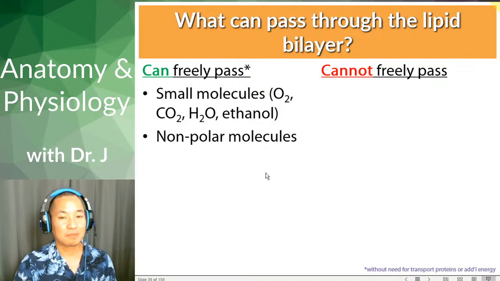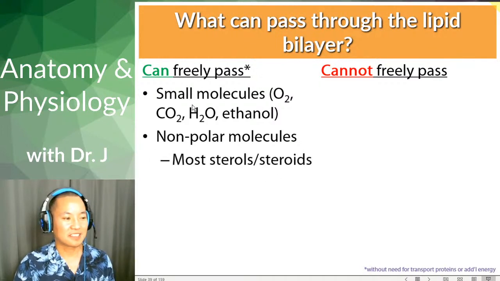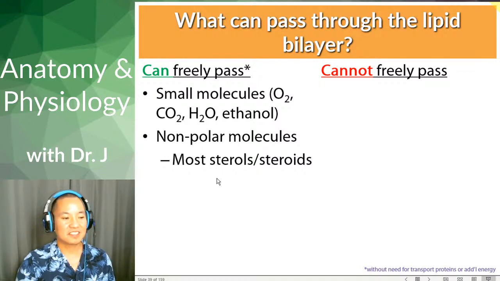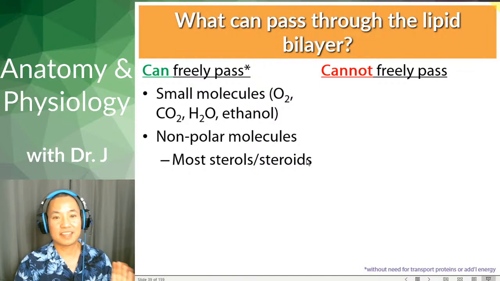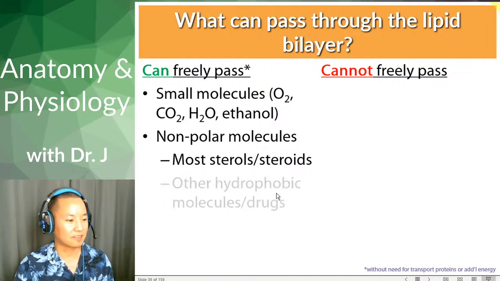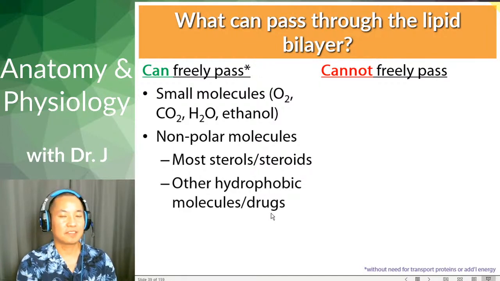And then you have nonpolar molecules. Actually, oxygen and carbon dioxide are nonpolar. They can pass by being small and able to freely diffuse through the lipid bilayer. Most sterols and steroids can pass through the lipid bilayer, so they kind of have carte blanche to go anywhere, because the membrane has a hydrophobic core. And so can other hydrophobic molecules and drugs.